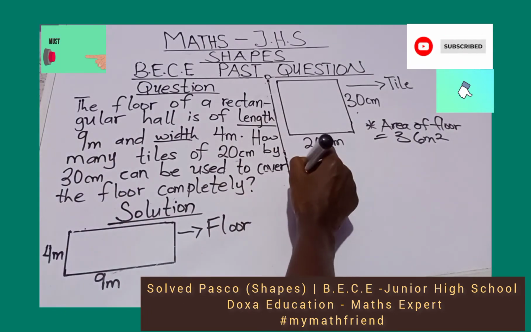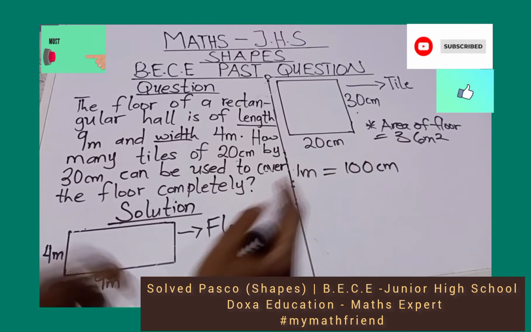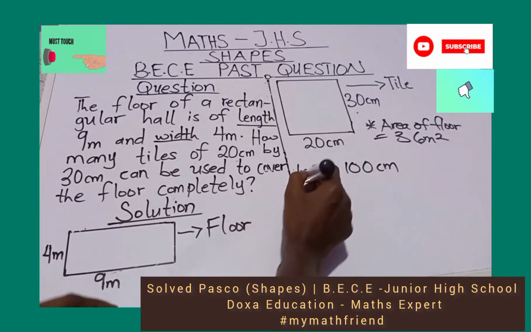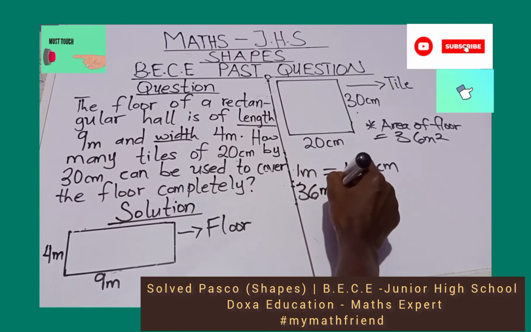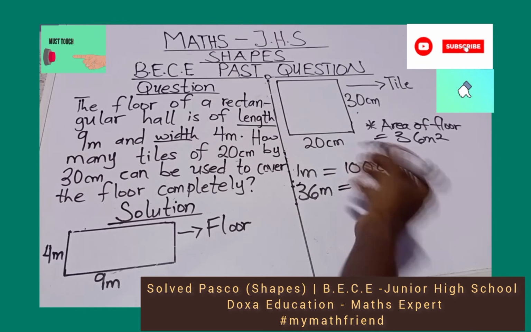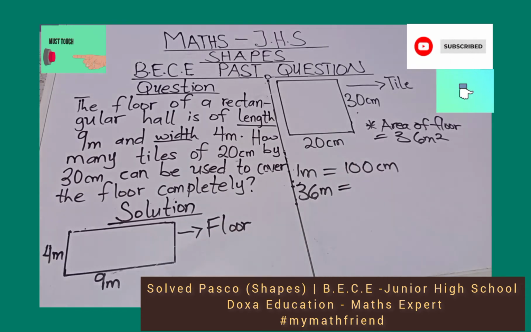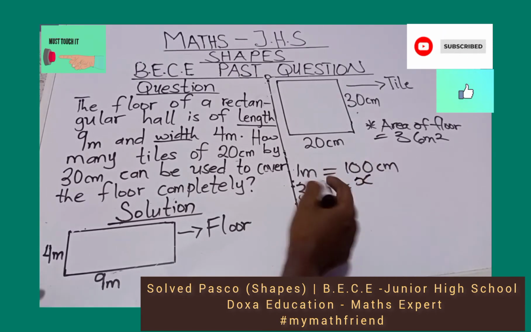So 1 meter equals 100 centimeters. So if 1 meter is equal to 100 centimeters, then 36 meters will give you what? We don't know the number of centimeters, so replace it with a variable. Let's choose x. We cross multiply.